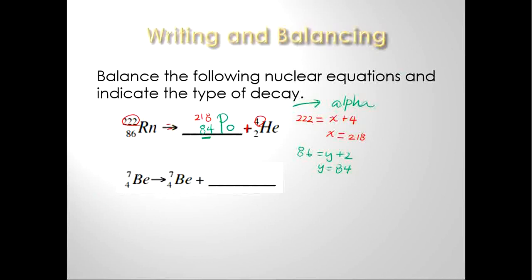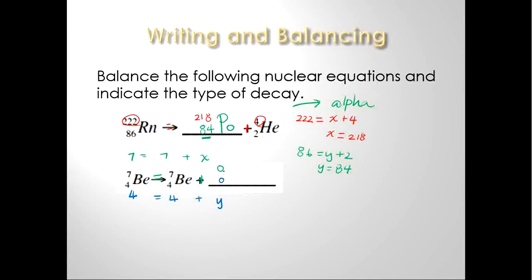Let's do our second example. We're going to do the same thing. We're going to take the top numbers. Remember, the arrow represents an equal sign. Here we have a plus sign over here. So we're going to take the top number, say 7 is equal to 7 plus x. Well, what's x? X is 0. Now let's take a look at the bottom numbers. 4 is equal to 4 plus y. So what is y? Y is also equal to 0.